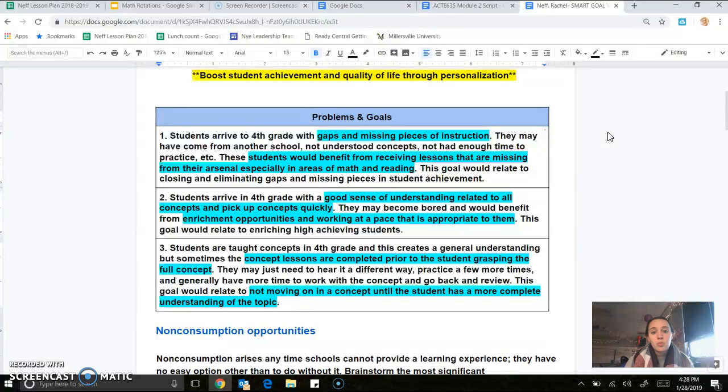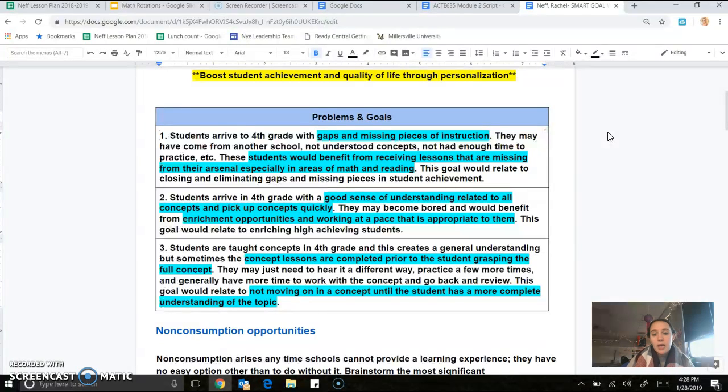I thought that these students would benefit from receiving lessons that are missing from their arsenal, especially in the areas of reading and math. This goal would relate to closing and eliminating gaps and any missing pieces in student achievement.